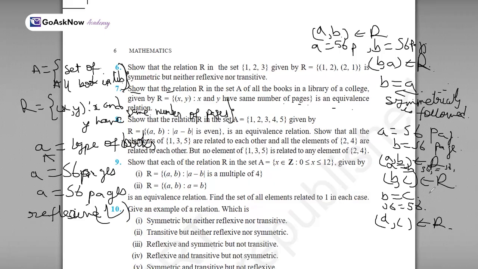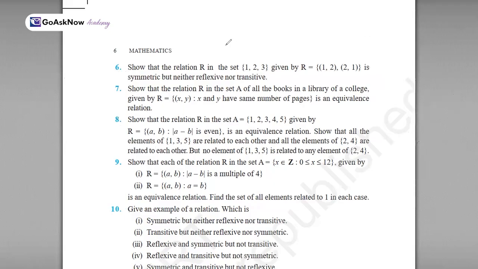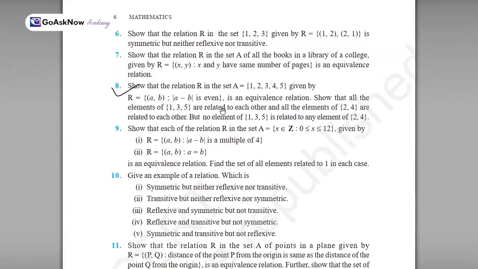So I have proved that the relation is reflexive, symmetric, and transitive. So the relation is an equivalence. Okay. This is the proof that the relation R is an equivalence relation. So I hope that you got the point of how to show whether a relation is equivalence or not. So question 8 is also similar to that. I hope that you can solve it by yourself.